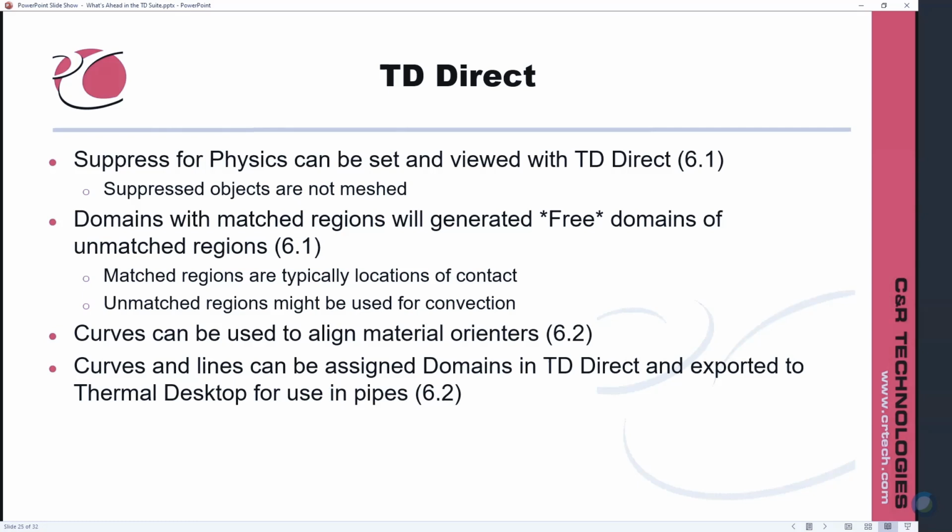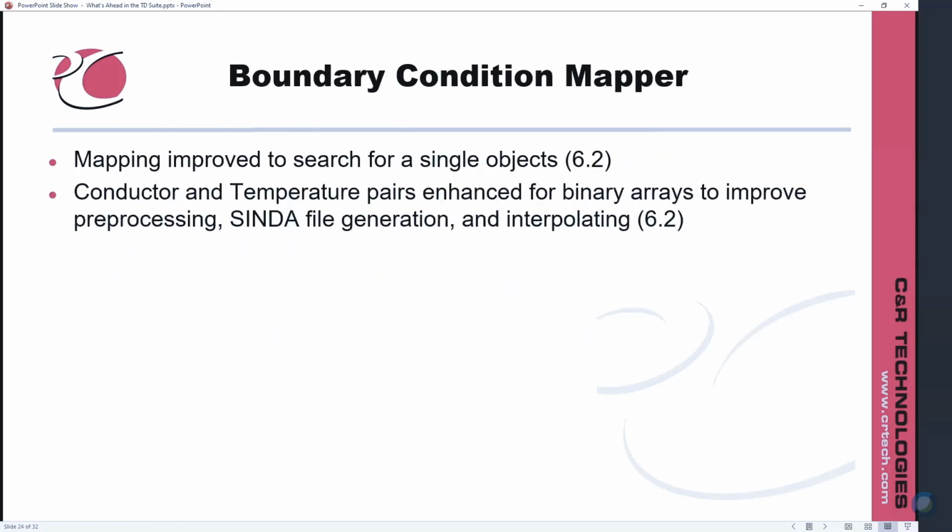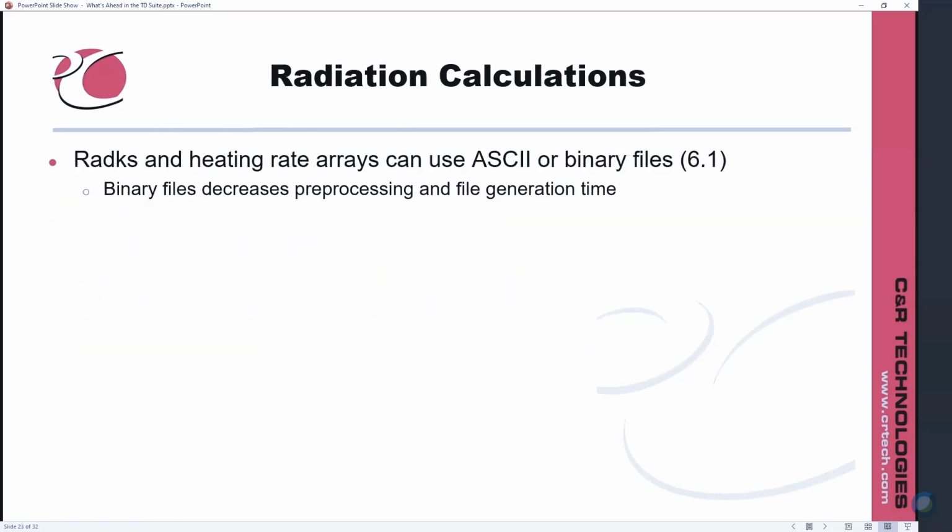Curves can be used to align material orienters. So we're adding that into 6.2. And then, as I mentioned before, curves and lines can be assigned to domains in TD Direct and then exported to Thermal Desktop for use in pipes.